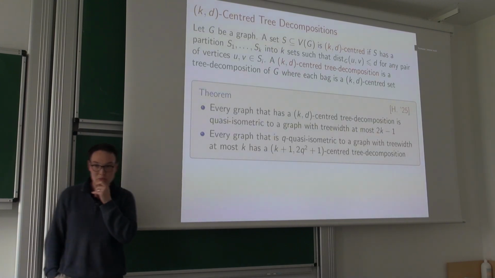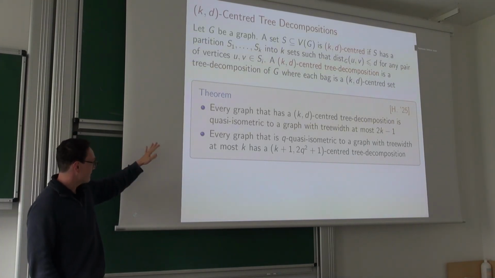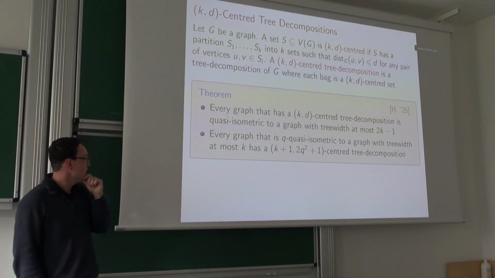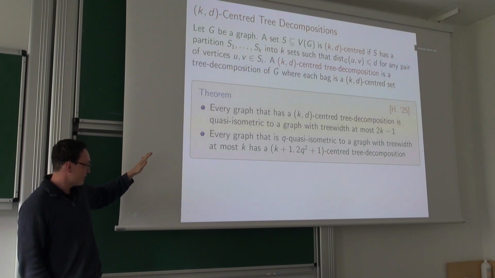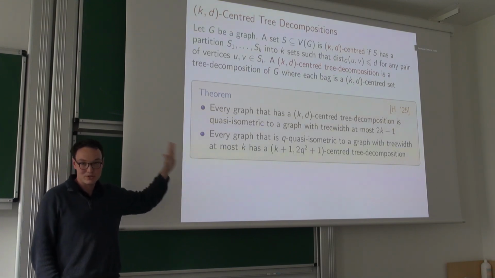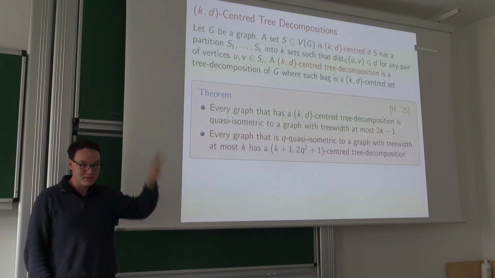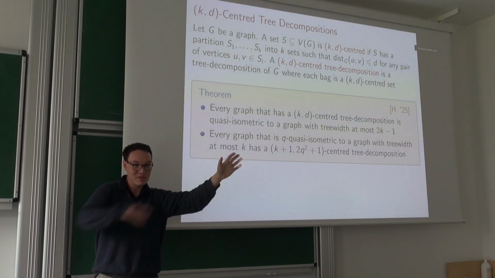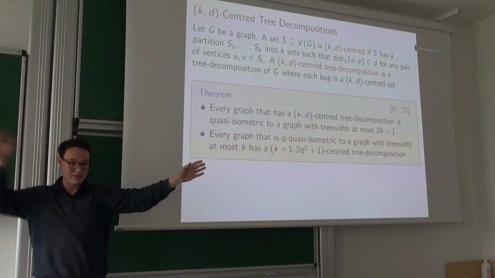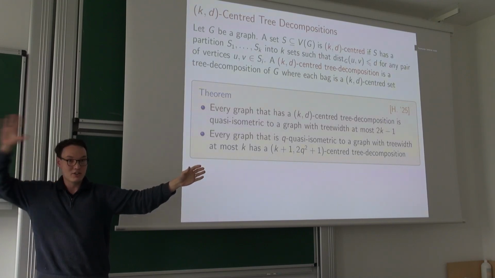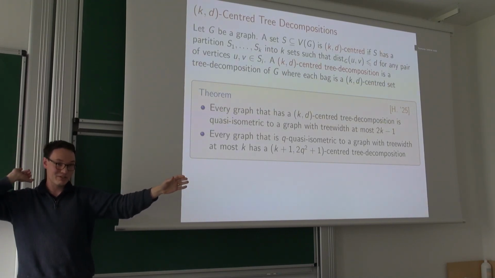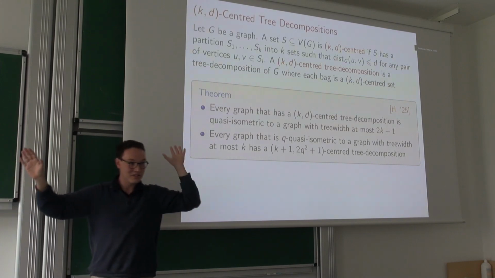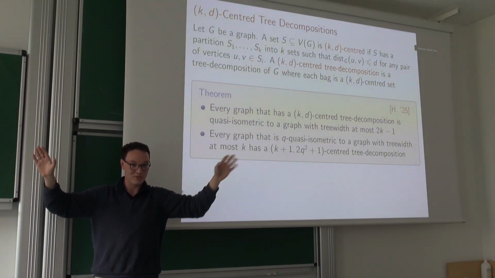So the theorem that I would like to talk about is that KD-centered tree decomposition is the right notion of coarse tree width. So what does this theorem say? If a graph has a KD-centered tree decomposition, then it is quasi-isometric to a graph of bounded tree width. Conversely, if you are quasi-isometric to a graph of bounded tree width, then you have a KD-centered tree decomposition.